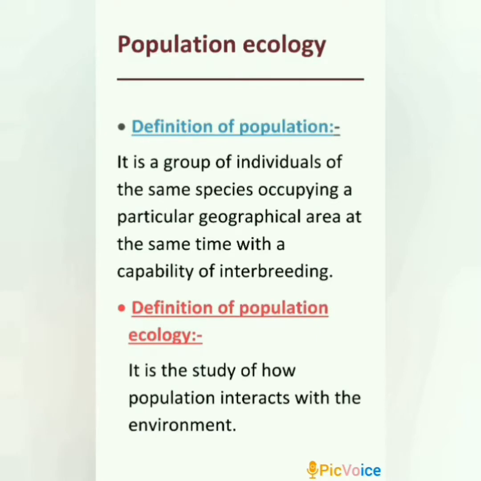A population is a group of individuals of the same species that occupy a particular geographical area at the same time with the capability of interbreeding. And what is ecology? It is the relationship between living things and their surroundings. So together, population ecology is the study of how a population interacts with the environment or surroundings.